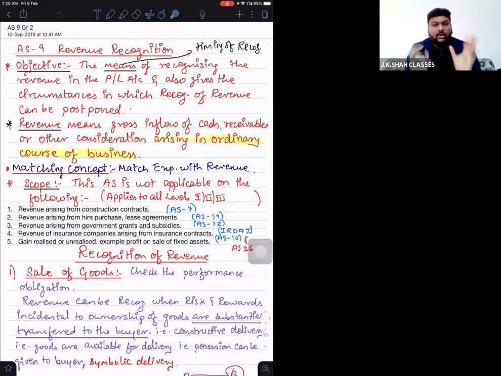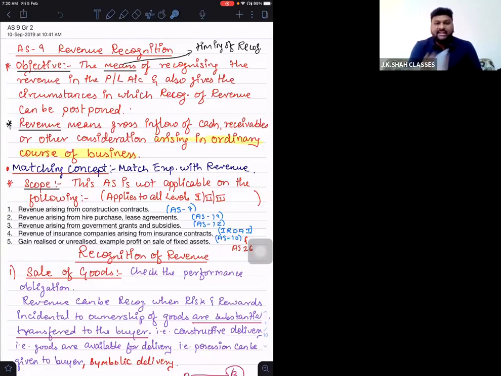But the biggest problem is at what time it should be recorded. What is the timing of revenue? That is very important. And that is the major objective of AS9. So AS9 will tell you when should a revenue be recognized in the books of accounts.